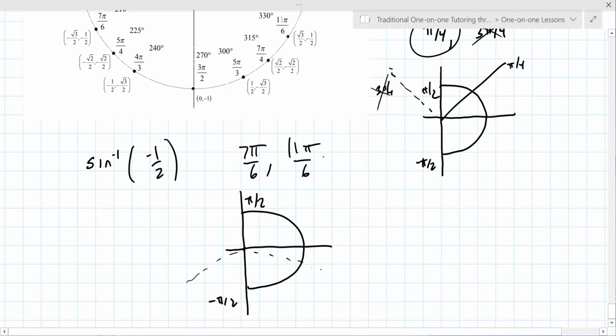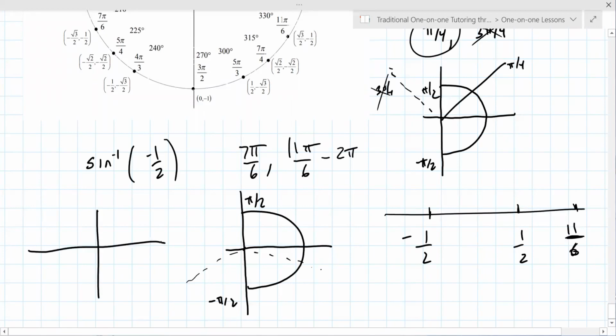So you actually have to subtract 2 pi from this. Wait, why isn't it? Well, because it's like asking what numbers are between -1/2 and 1/2, and your number is 11 over 6. So there's your number line. 11 over 6 is over here. And it just doesn't fall in between. So this is the idea. 11 pi over 6 is this angle. That's 11 pi over 6, but it's also minus pi over 6.